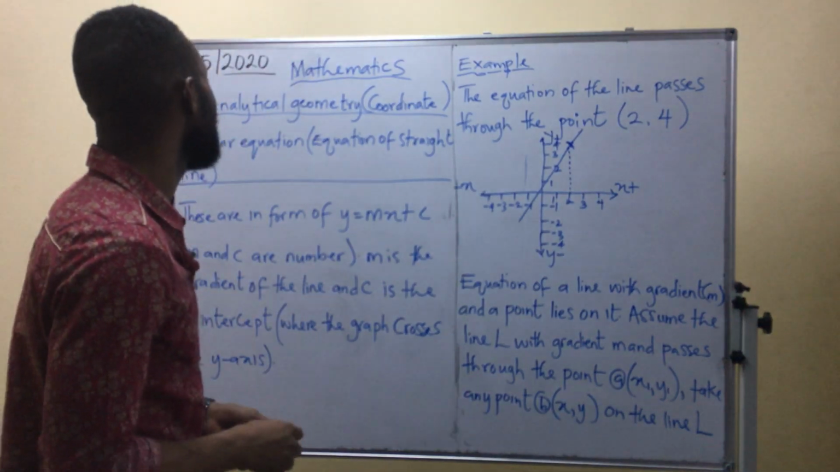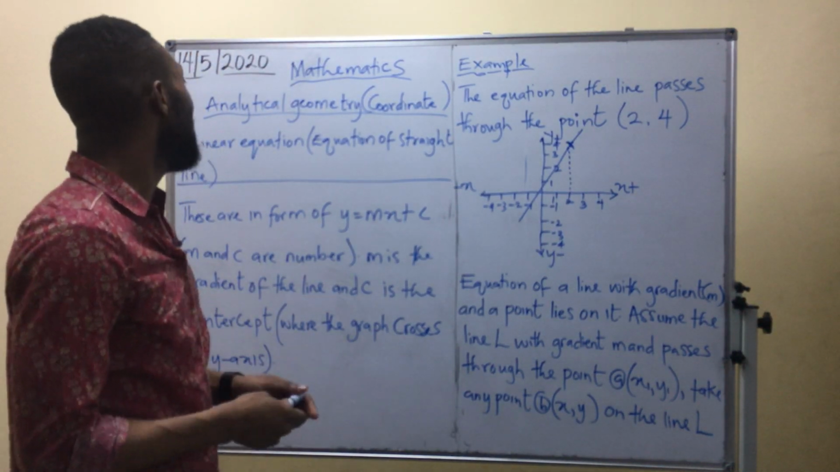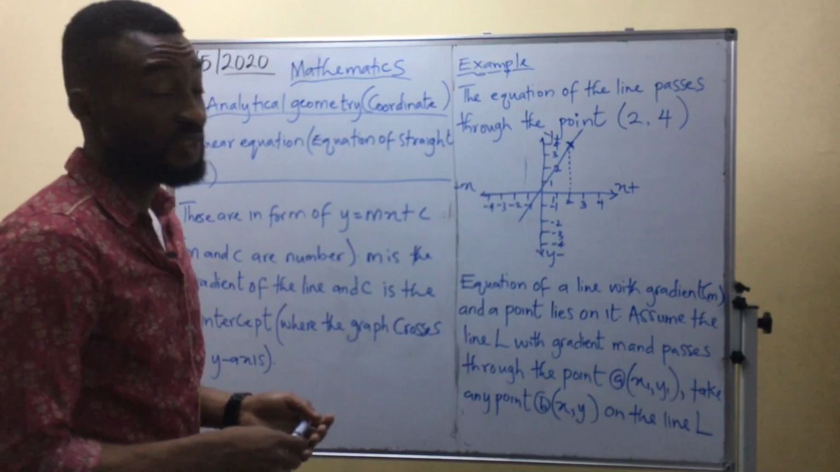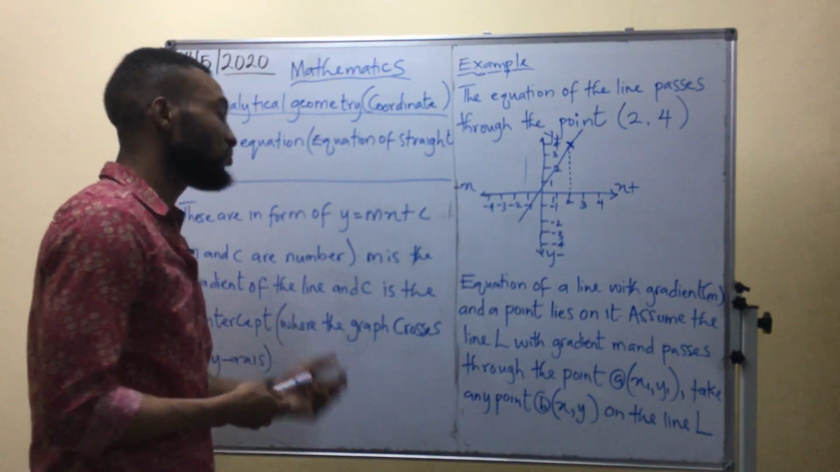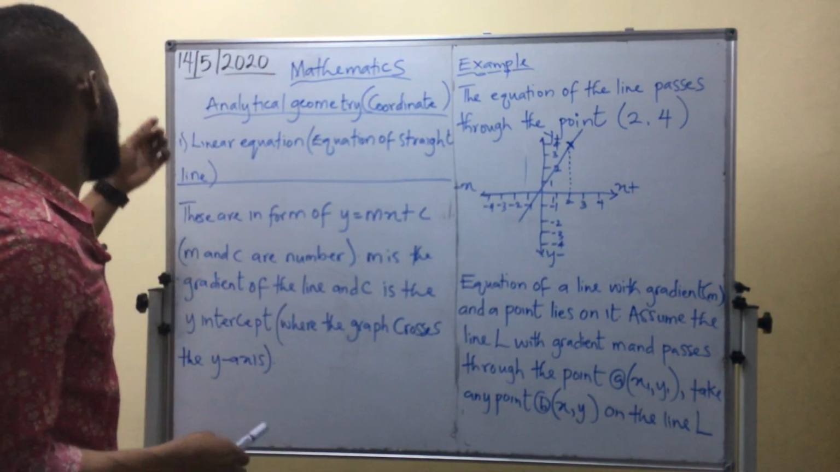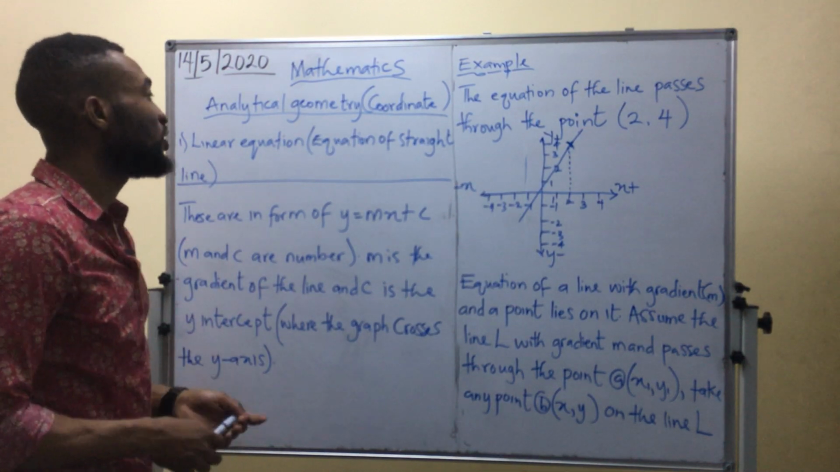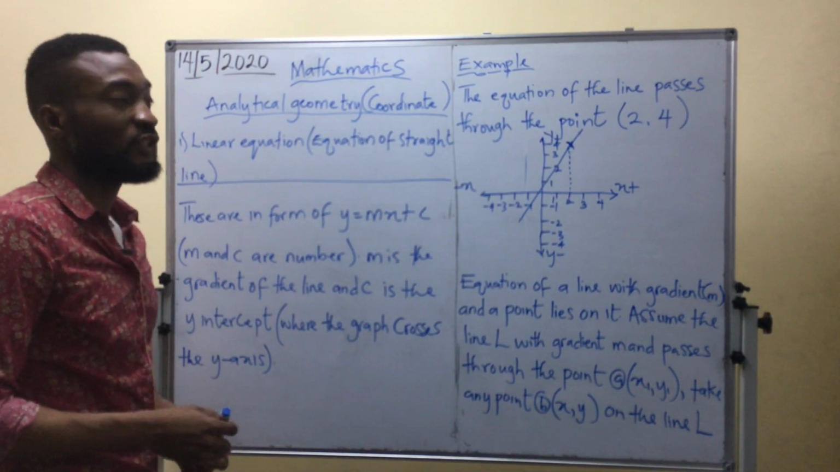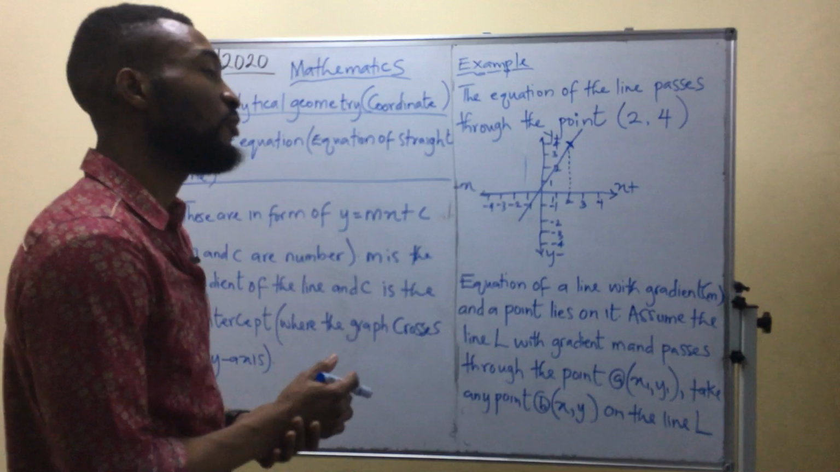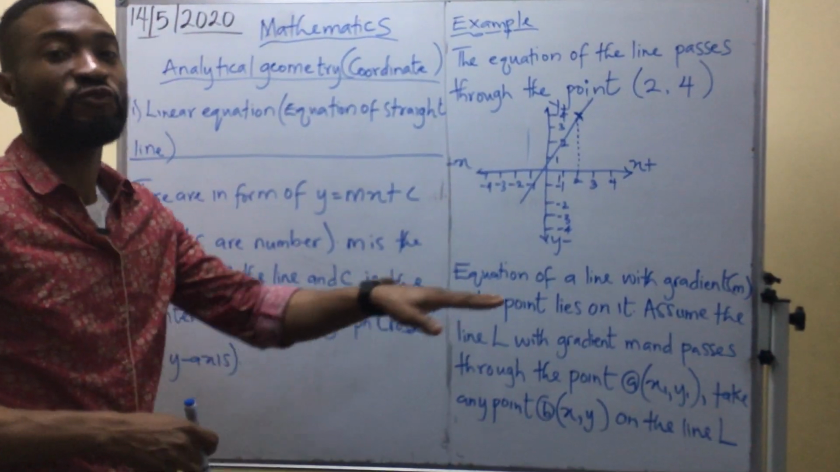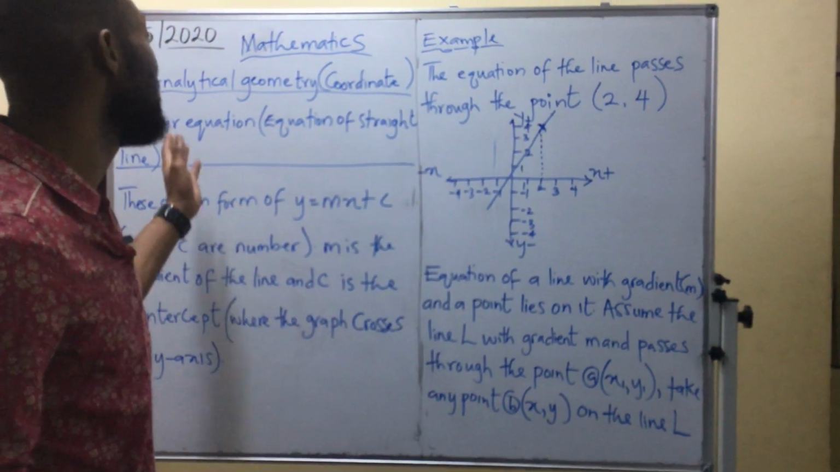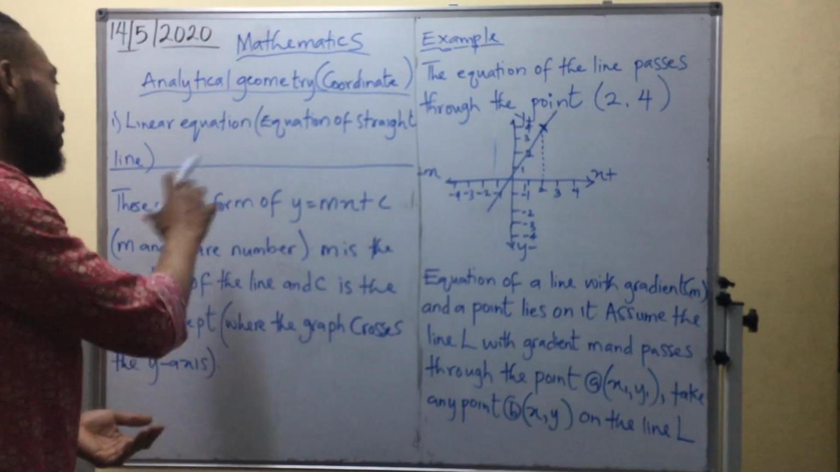Today we are going to discuss analytical geometry, that is coordinate geometry. So number one, the linear equation, that is an equation of a straight line. When we say linear equation, it means something on a straight line. That is what we mean by linear equation, an equation of a straight line.